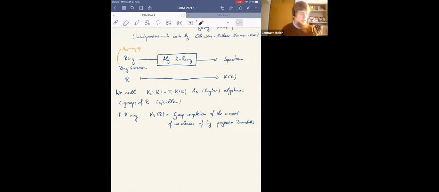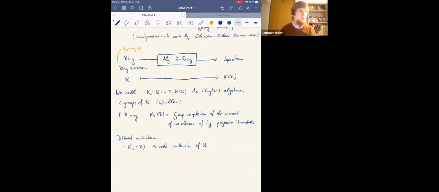Some people might be mainly interested in K0, so you might ask, why do we want to generalize to arbitrary R? There are several reasons, so different motivations. It turns out that these higher K-groups encode arithmetic of R. For example, if R is the integers, then you can read off something about the values of the Dedekind zeta function from this.